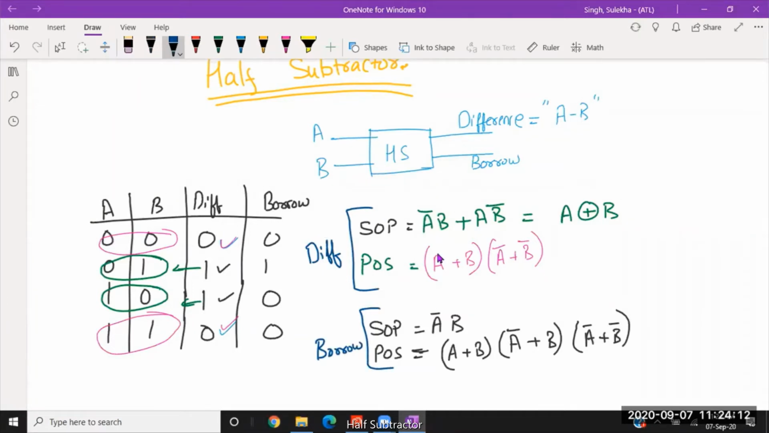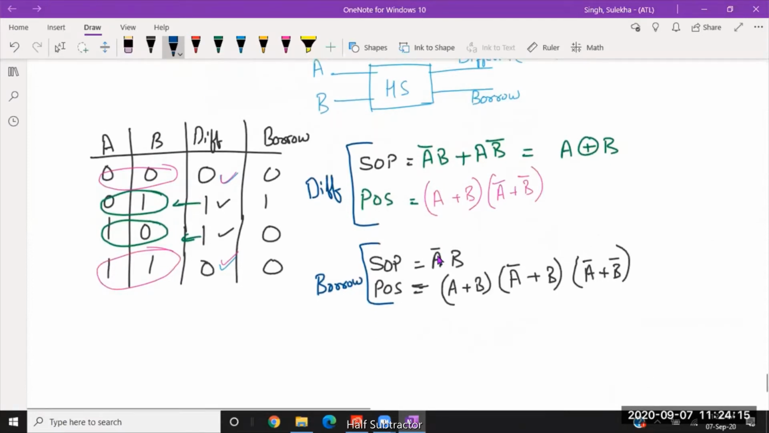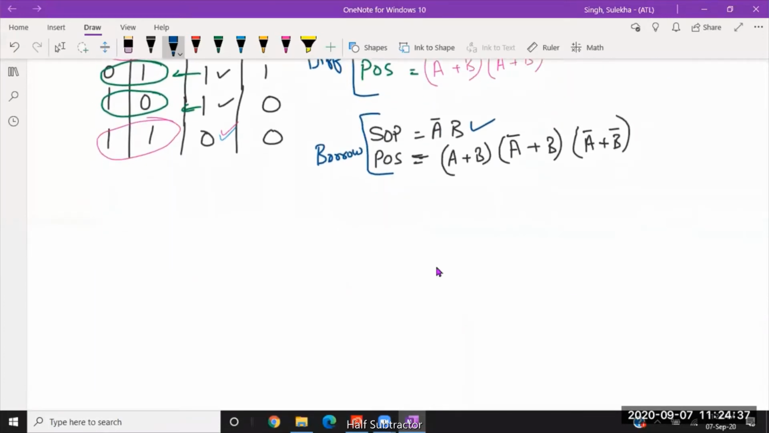So basically what I need to do is realize this half subtractor box with these expressions. For discussion, we will take A XOR B as my difference equation, and A bar B, when I am doing the A minus B operation, as the borrow. So basically you need to design a circuit where difference is A XOR B and borrow is A bar B.